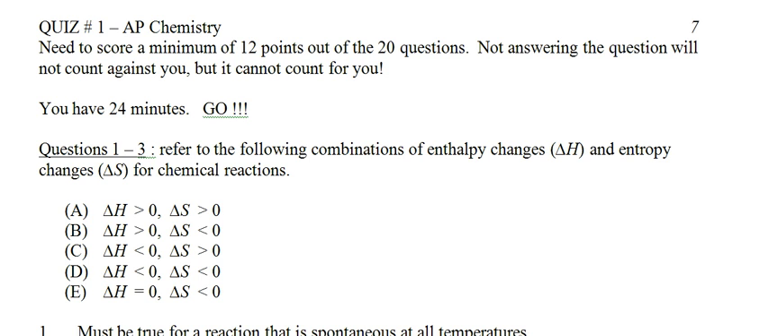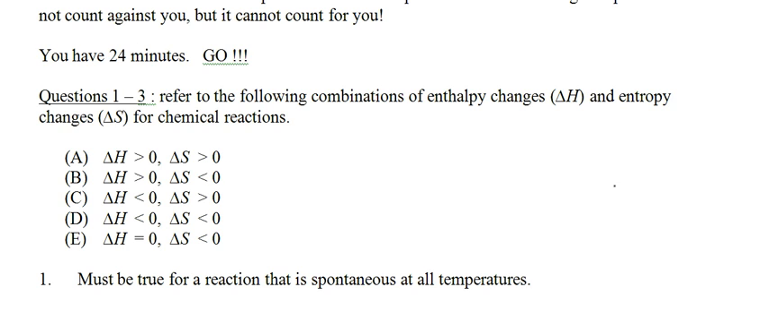All right, let's get started here. Question number 1 says, refer to the following combinations of enthalpy and entropy changes for a chemical reaction, where we're given our sets of conditions here, where we have delta H is greater than 0, delta S is greater than 0. So let's go ahead and put the signs on these for each of the letters, and then we can indicate the sign for delta G, even though delta G is not given here.